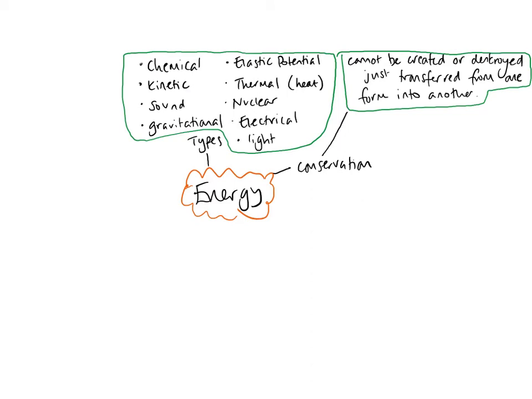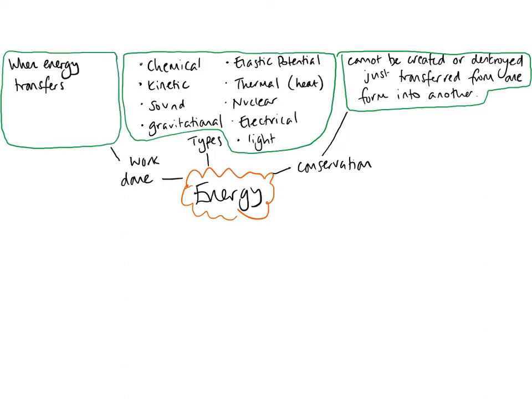Something that's important with regards to energy is the conservation of energy, and that is that it cannot be created or destroyed, just transferred from one form into another. And the key word there is transferred. Linked to energy is work done. So we use work done when energy transfers from one form of energy into another. So for example, when electrical energy turns into heat and light, work is done.